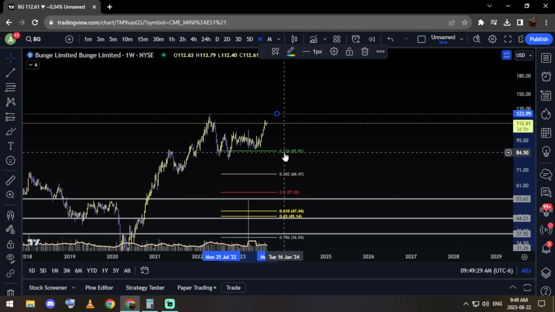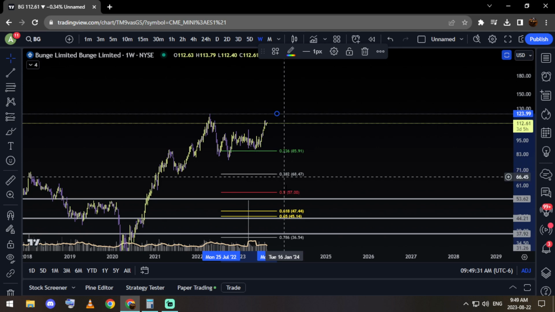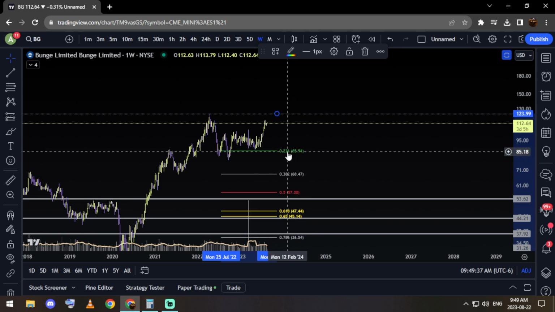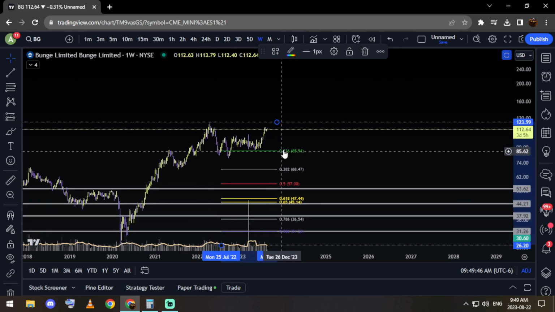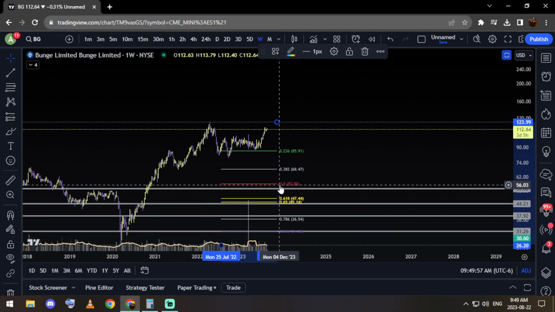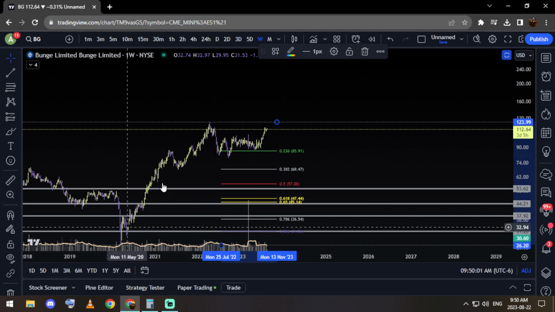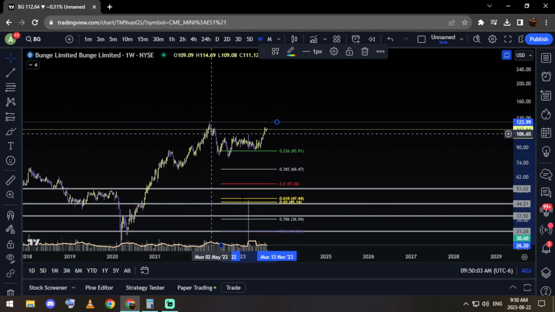So you can see that this is a 0.236, this is a 0.382, this is a 0.5, and this is a golden pocket. Okay? And all these numbers are telling you is the percentage amount. So from this low down here to this high, 23.6% of a retracement is what the 0.236 is. And 50% of this entire move is what the 0.5 Fibonacci is telling you. Okay, that's all these are. These are percentages of how much this stock has moved and how far it retraces.